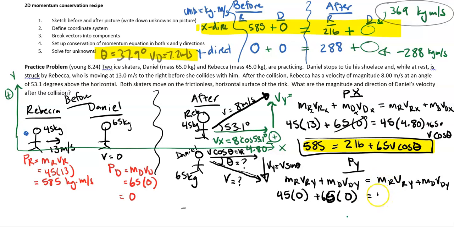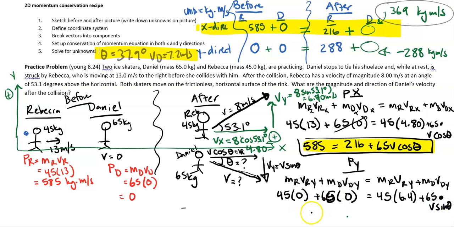Mass of Rebecca after is what? 45. Velocity in the y, again, that is going to be what? 8 sine of 53.1 degrees, which I get when I solve to be about 6.3, maybe about 6.4 for rounding, meters per second for Rebecca's velocity initial. So when we put that in, that is going to be what? 6.4 plus mass of Dan is what? 65 times velocity sine theta.